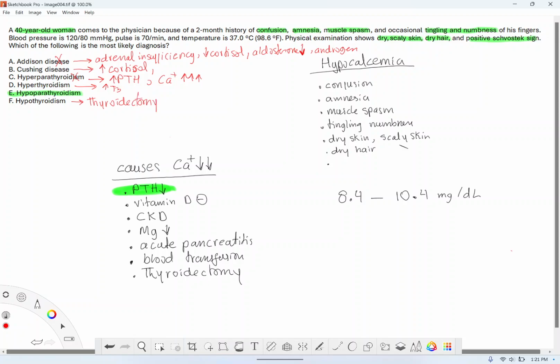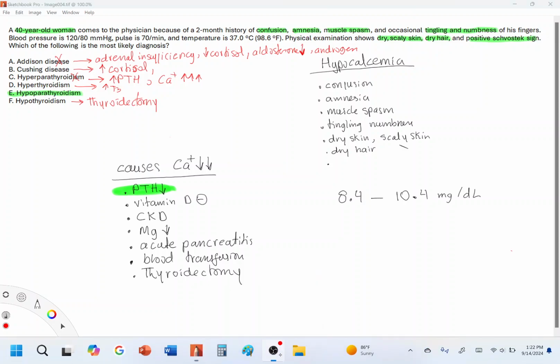Thyroidectomy is a common cause of hypoparathyroidism, and this can lead to hypocalcemia. But in this question, we don't have that. We don't have any history of thyroidectomy. A young female, so most likely she has hypoparathyroidism, whatever the cause of hypoparathyroidism is. Okay, so this is good. Let's move on to our next question.